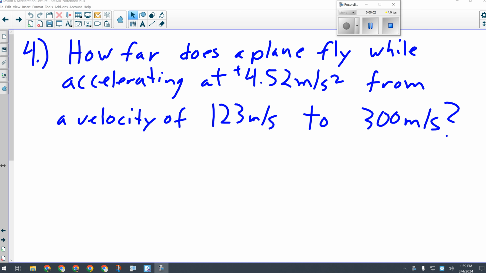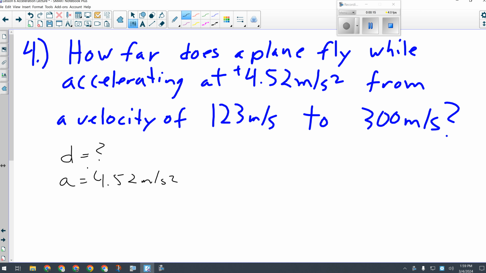Okay, so on this one, we're looking for how far, so we're looking for distance. It's accelerating at positive 4.52 meters per second squared, and it's going from an initial velocity of 123 meters per second to a final velocity of 300 meters per second. So what formula do I have that can solve that problem in one step?